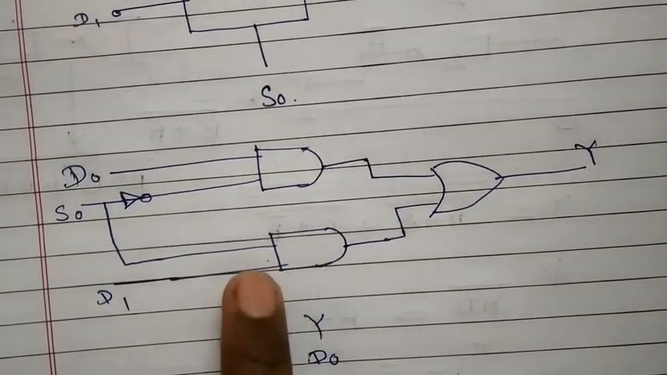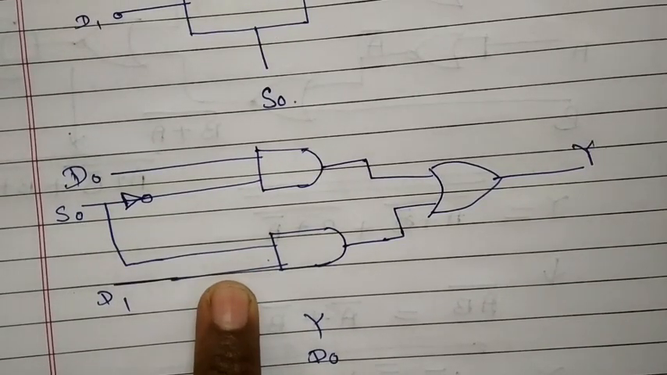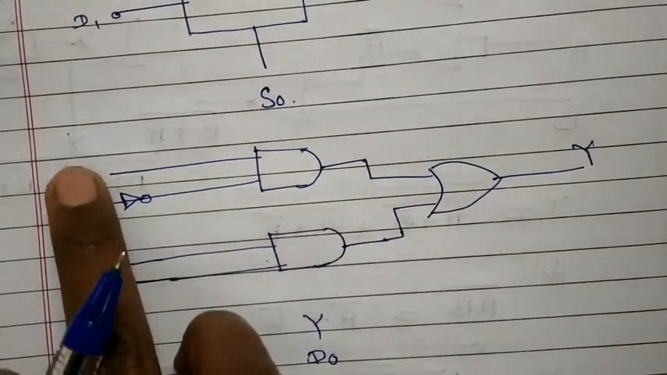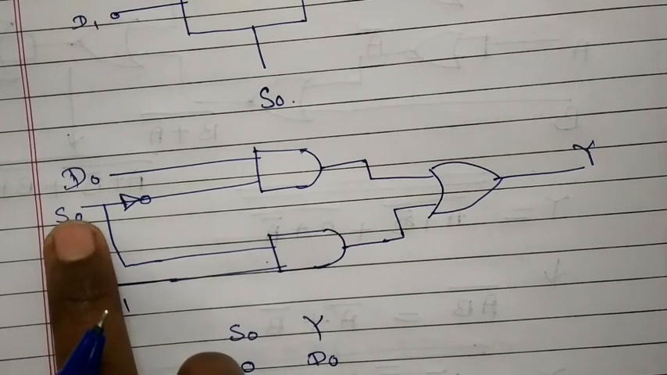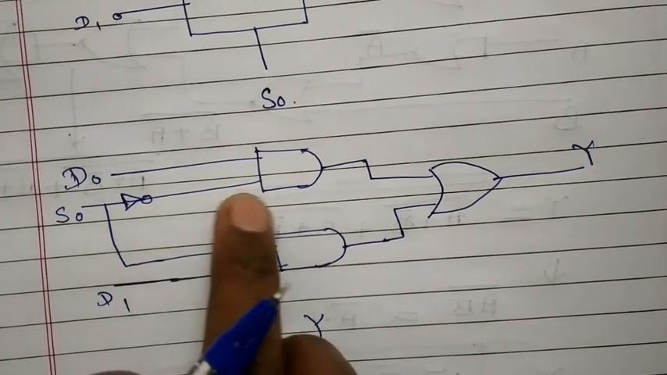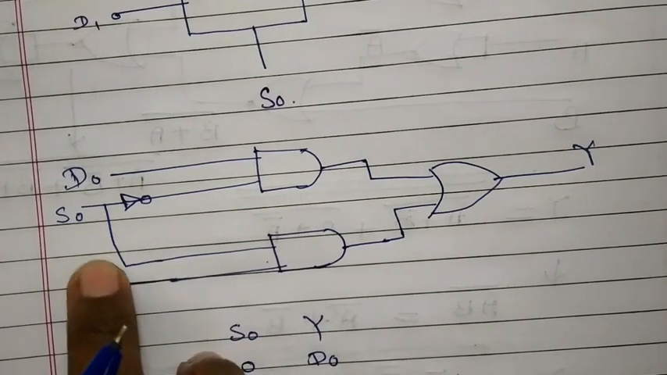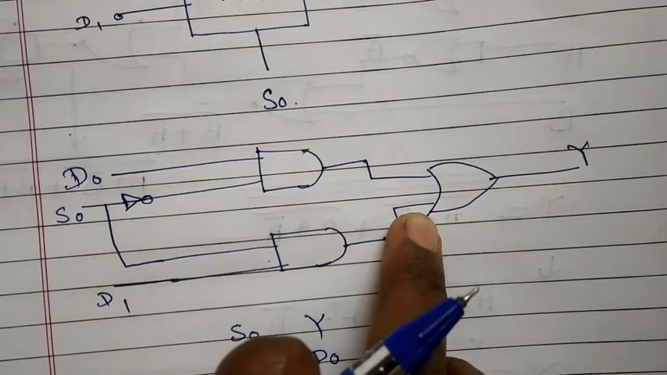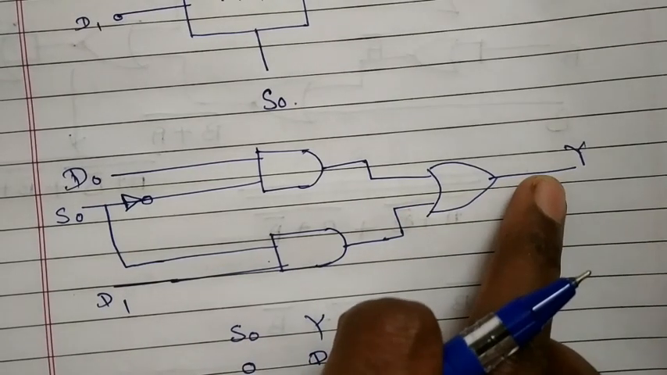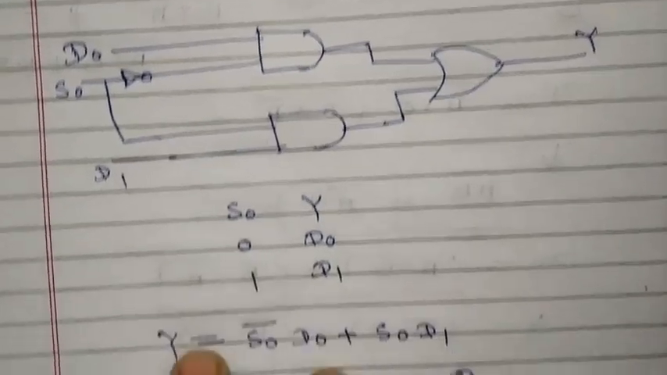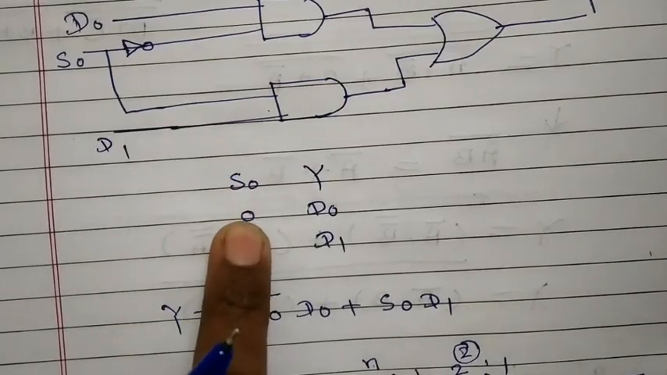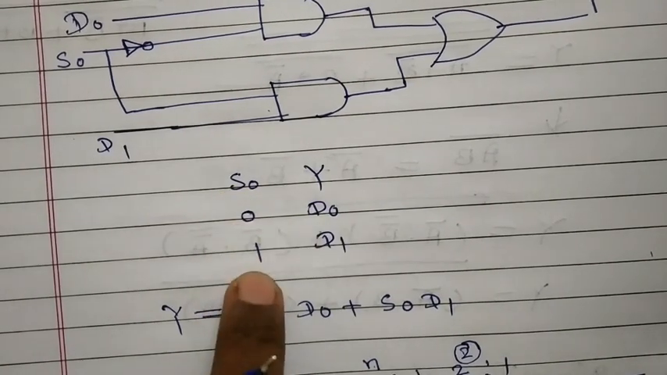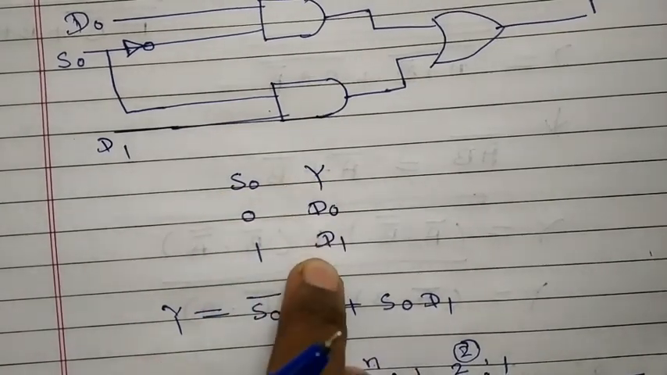See the detailed circuit of this 2:1 multiplexer, which includes two NAND gates and one OR gate. This is D0, this is D1. The select line is applied through this inverter to the first NAND gate and as it is to the second NAND gate, and finally the results are added, which gives the output. In this case, if the select line is 0, then Y will be D0. If the select line is 1, then Y will be D1.